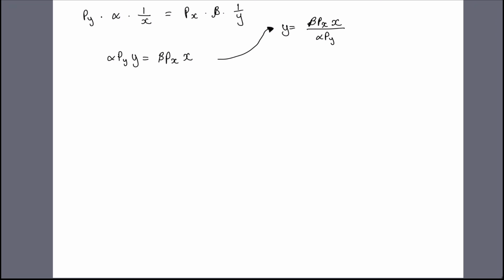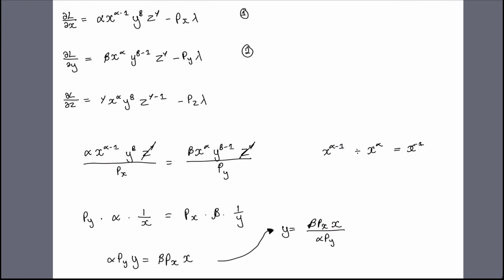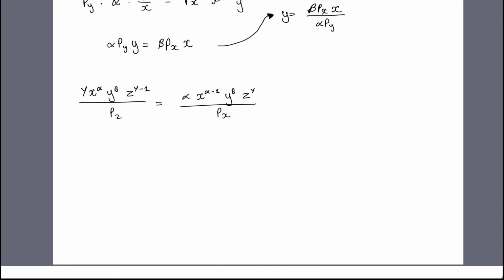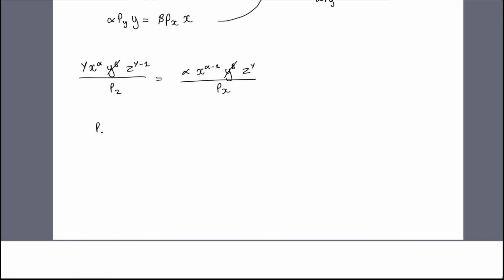Cool. If we now equate equation 1 with equation 3, we get gamma x to the power of alpha, y to the power of beta, z to the power of gamma minus 1 all over pz is equal to alpha x to the power of alpha minus 1, y to the power of beta, z to the power of gamma all over px. If we first divide by y to the power of beta and cross multiply, we get px multiplied by gamma multiplied by 1 over z is equal to pz multiplied by alpha multiplied by 1 over x.